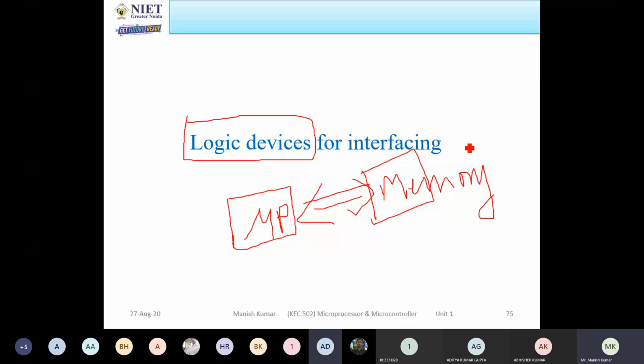Sir, capable of doing logical operations. Okay, capable of doing logical operations. So which type of components are available for doing logical operations? Can you give examples of that? The flip-flop, NAND gate, NOR gate. Okay, NAND gate, NOR gate.